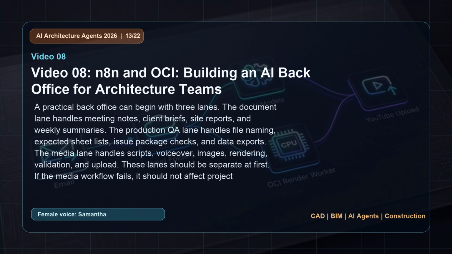A practical backoffice can begin with 3 lanes. The document lane handles meeting notes, client briefs, site reports, and weekly summaries. The production QA lane handles file naming, expected sheet lists, issue package checks, and data exports. The media lane handles scripts, voiceover, images, rendering, validation, and upload. These lanes should be separate at first. If the media workflow fails, it should not affect project delivery. If a document summary needs review, it should not block drawing QA.